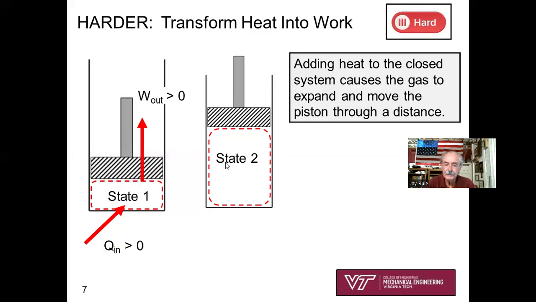Okay. Do you see that what you've done in this proposed process, you have added heat and you've gotten out some work? And so in my example, I'm saying, look, this is a way to transform heat into work. Does that kind of make sense? Is that a decent example for you? So adding heat to the closed system causes the gas to expand and move the piston through a distance. And so there's some measure of transforming heat into work.